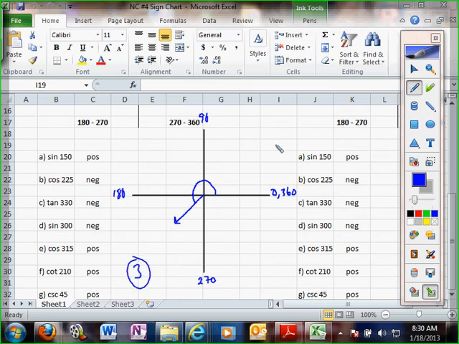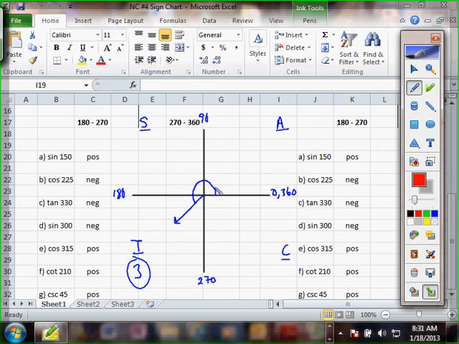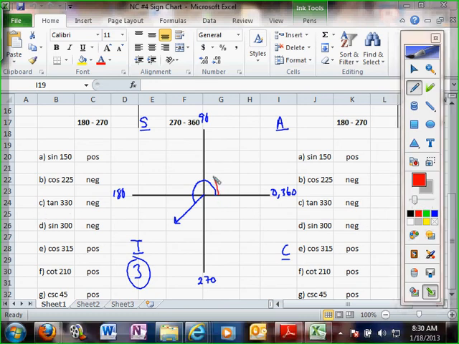And I've got cosine, so again, all students take calculus. In quadrant 3, the only trig function that's positive is tangent, so cosine is negative. Okay, let's do another one. Tangent of 330. I go all the way to here, that's 270, and for 330 I need 60 more, so I'm down here in quadrant 4, and in quadrant 4 only cosine is positive, that's why tangent is negative.